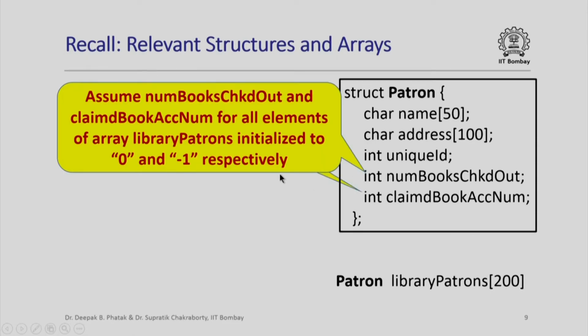And once again, for purposes of our programming, we had assumed that every element in this array library patrons will have its members named num books checked out and claimed book accession number initialized to 0 and -1. Num books checked out being 0 means that the patron currently does not have any book checked out in her account, and claimed book accession number being -1 means that the patron does not currently have a pending claim for any book.